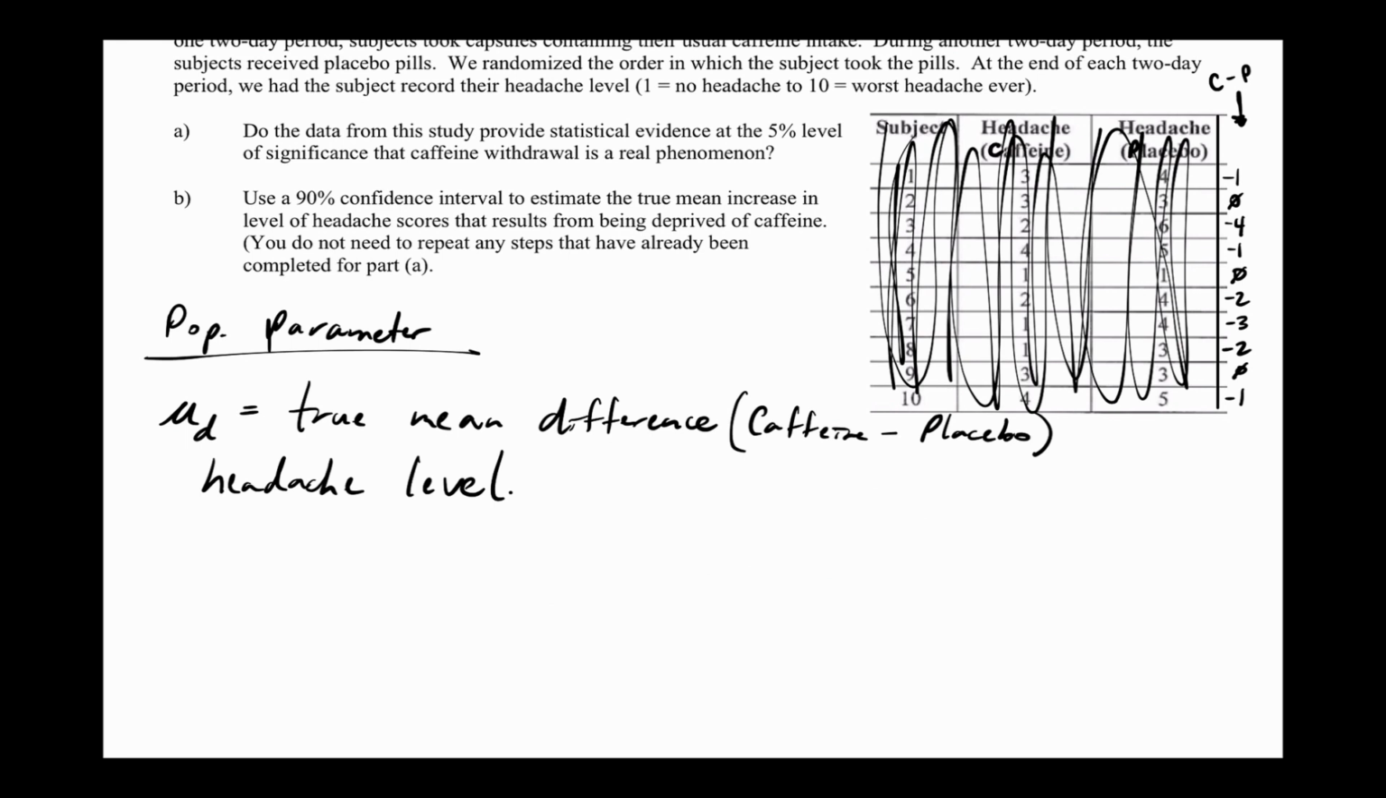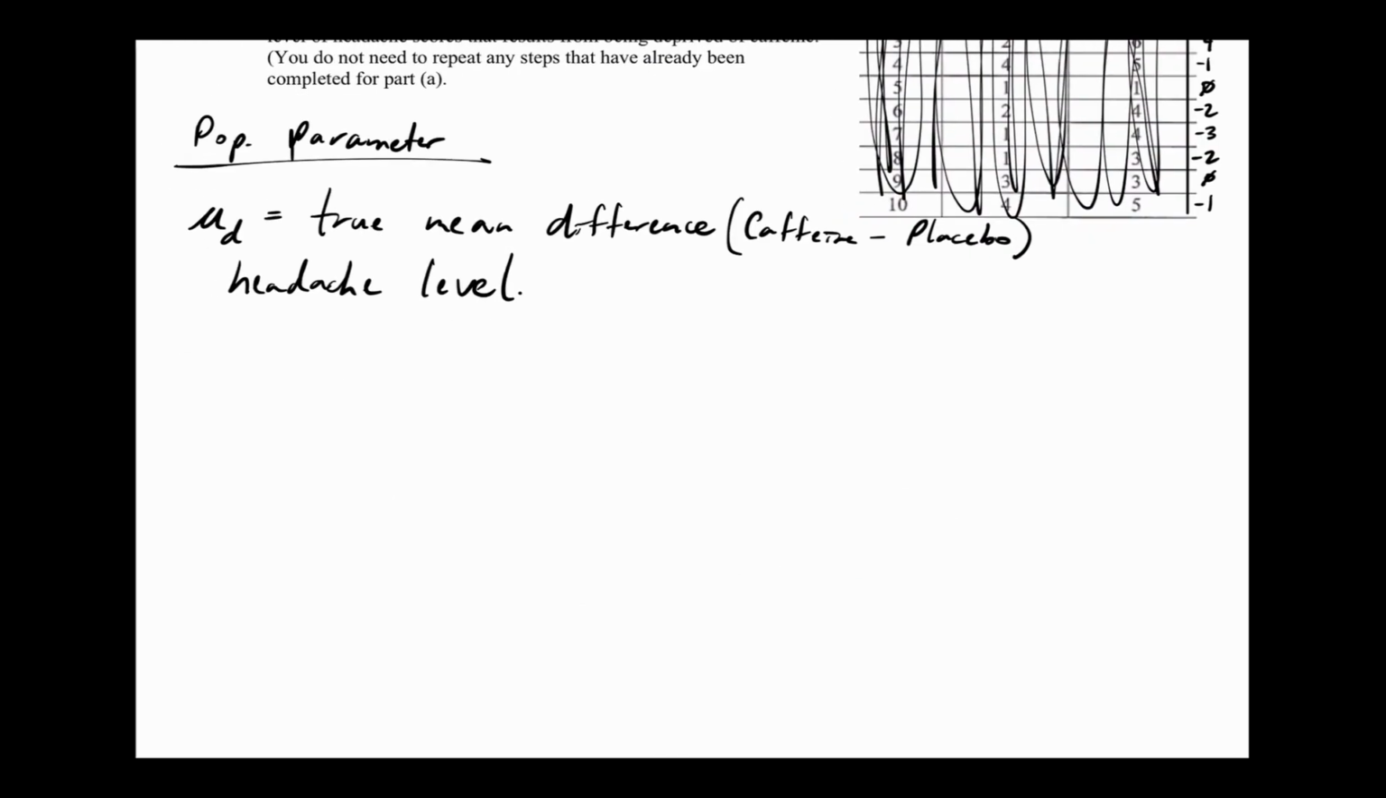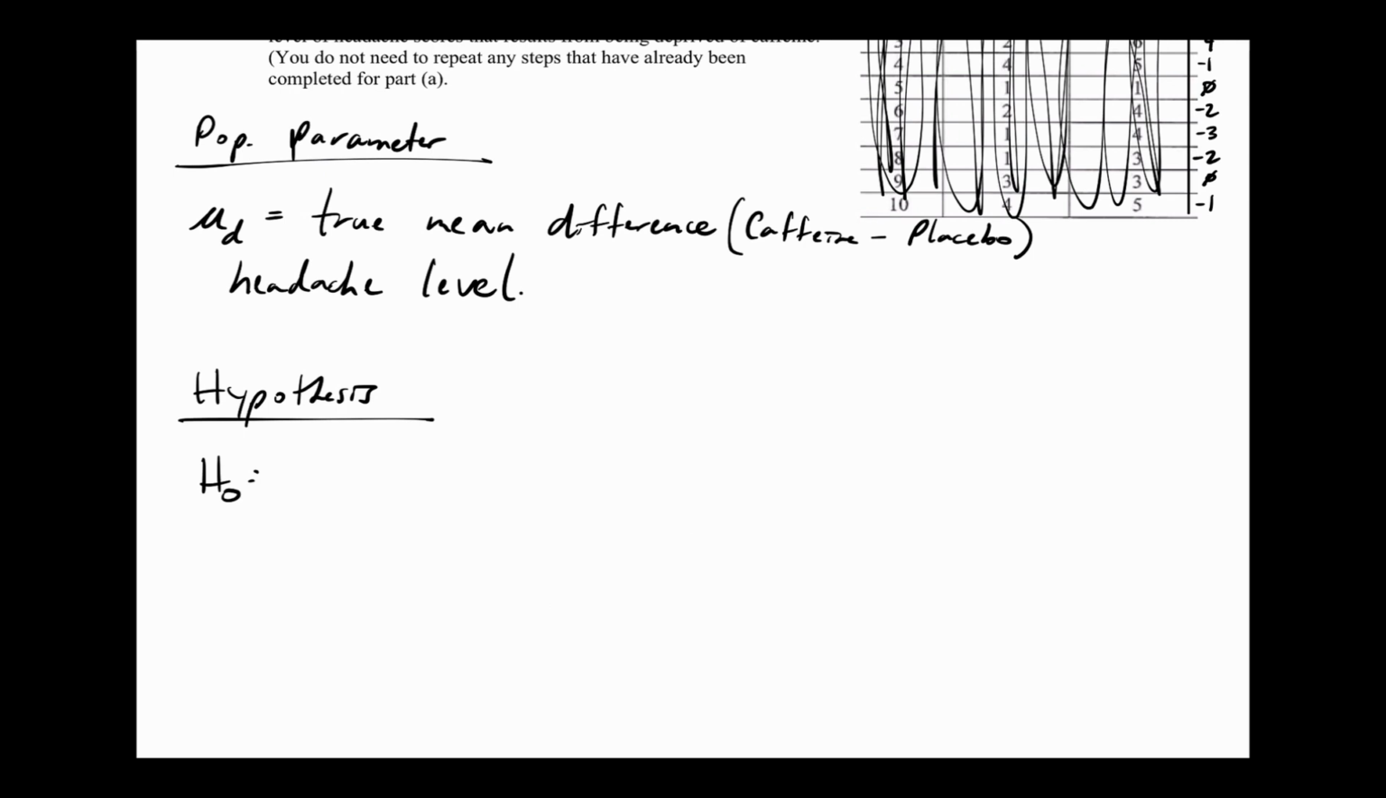Person with a positive, or there is nobody with a positive. Person with a 0, same. Didn't matter. If I took my caffeine or if I didn't take my caffeine, didn't matter. I had the same headache level. Okay? So, hypotheses. There is no difference. It's always 0. It always equals 0. There is no difference if they took the caffeine or they took the placebo pill. No difference.